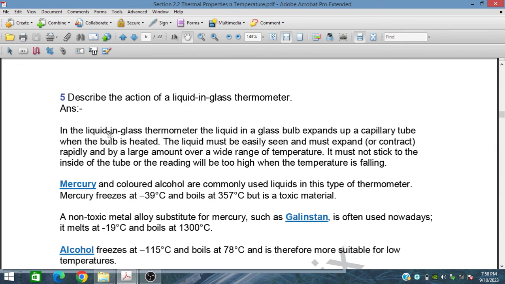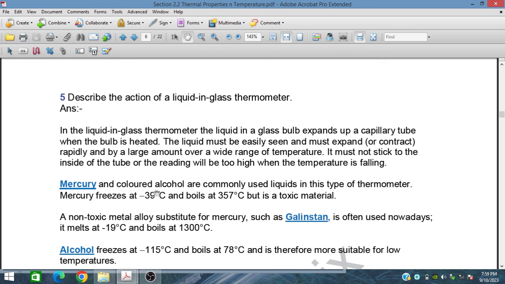In a glass thermometer, the liquid in a glass bulb expands up a capillary tube when the bulb is heated. The liquid must be easily seen and must expand or contract rapidly by a large amount over a wide range of temperature. It must not stick to the inside of the tube, or the reading will be too high when the temperature is falling. So mercury and colored alcohols are commonly used liquids in this type of thermometer.